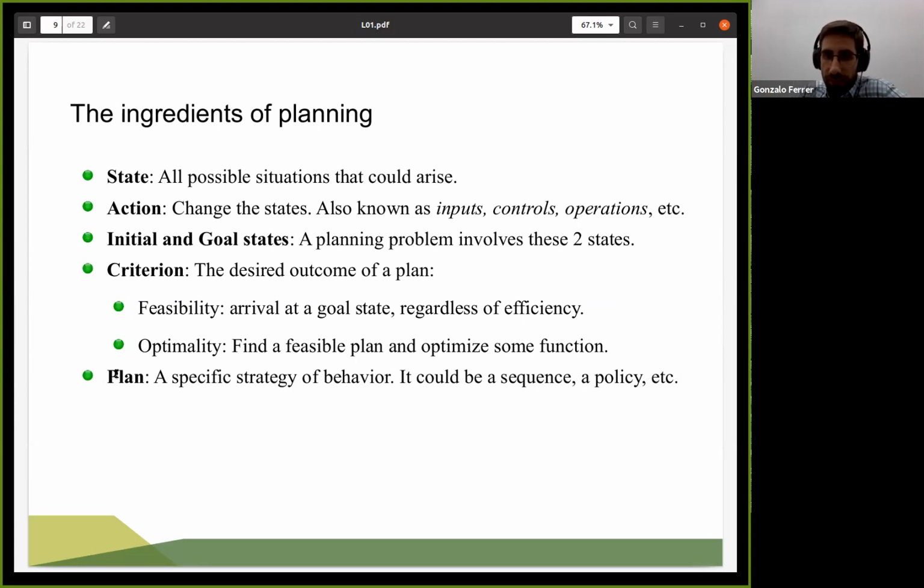And of course, we have a solution, what we have called a plan. This is just a specific strategy or behavior, and it could be a sequence, so you know exactly what you need to do at every position. It could be a policy. A policy is actually a very powerful way of solving, because it tells you what to do at every possible state, which is kind of an amazing thing, right? It's not just a particular sequence, but it's going to be telling you what to do all the time. You just apply your policy.